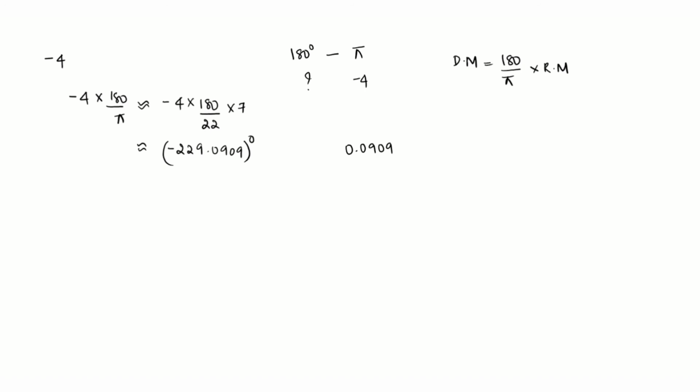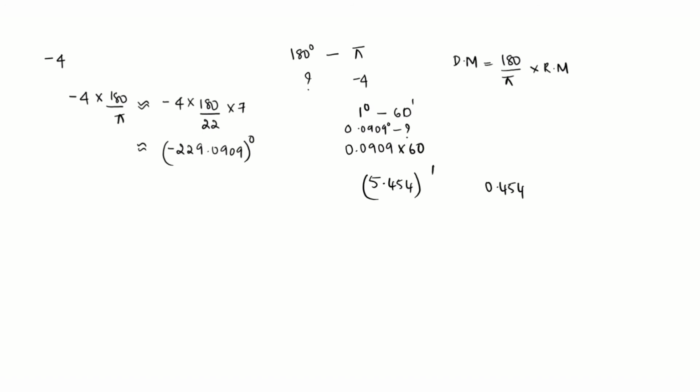Now to convert 0.0909 degrees into minutes, we use 1 degree is 60 minutes. 0.0909 degrees is how much? So we multiply 0.0909 by 60 and we get the answer equal to 5.454 minutes.